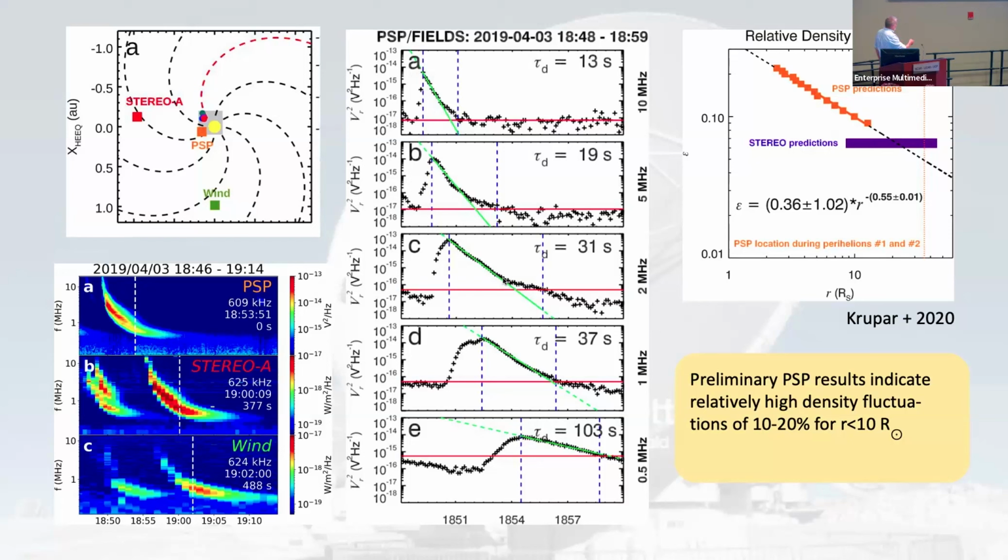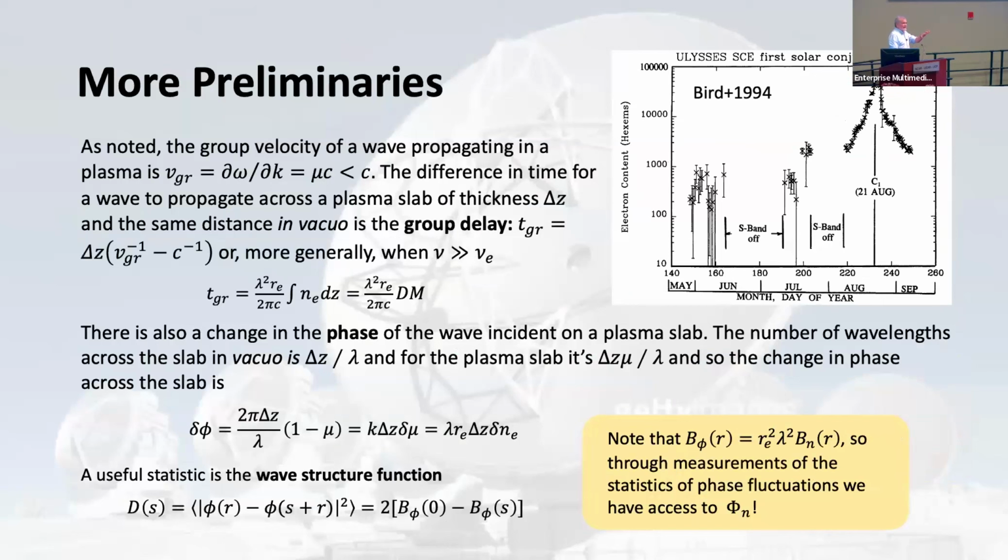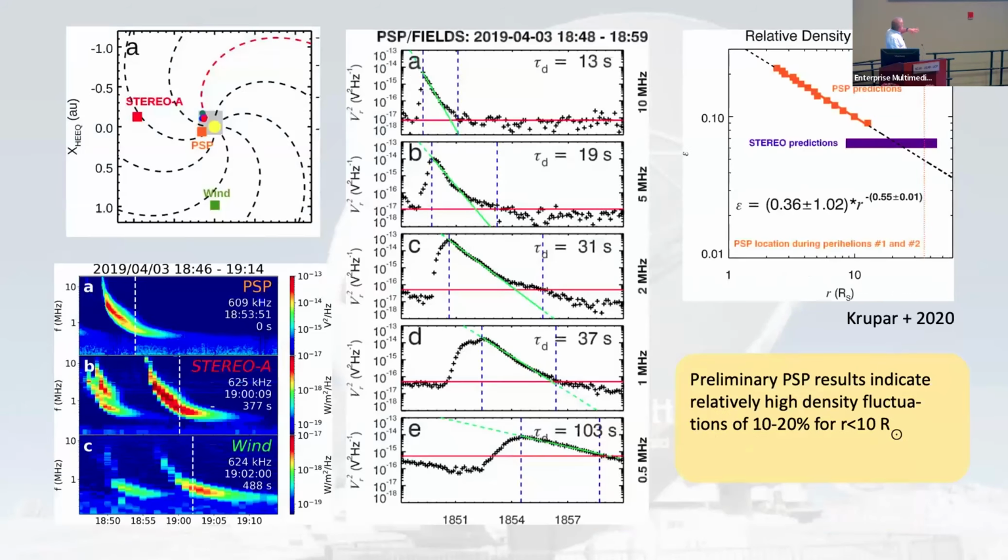Here's some type 3s observed, and you see that they're displaced from one another in time because of, first of all, just even if there was no medium at all, because there are different locations, distance over velocity of light. But in addition, there's the propagation problem. And so they focused primarily on decay times as a function of frequency and used Monte Carlo calculations to deduce what the degree of inhomogeneity, this delta n over n, is in the solar wind and how it evolves with radius.